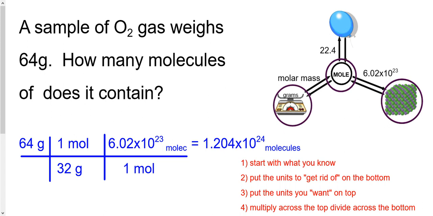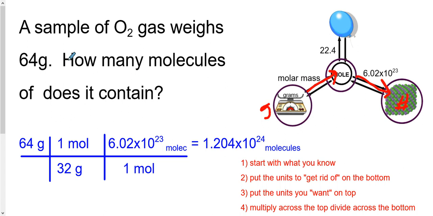Suppose that we're given a sample of oxygen gas and we can tell that it weighs 64 grams. We're going to start here at grams. We want to find out how many molecules there would be in it. And molecules is over here. This is my number of particles. Again, there's no direct connection between grams and the number of particles. I will first have to change grams to moles using my molar mass, and then I'm going to have to change moles to the number of particles using Avogadro's number.